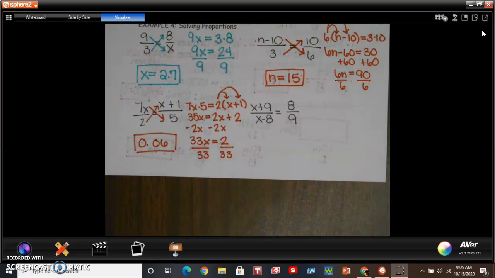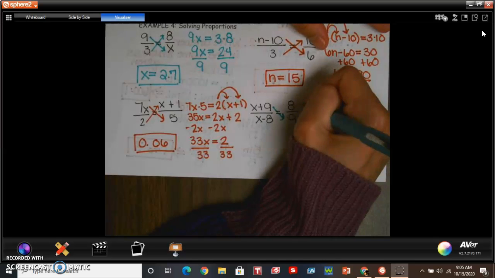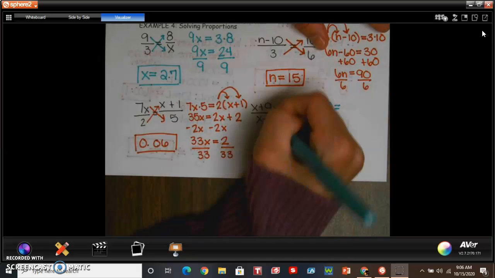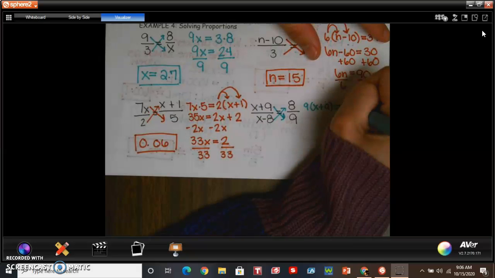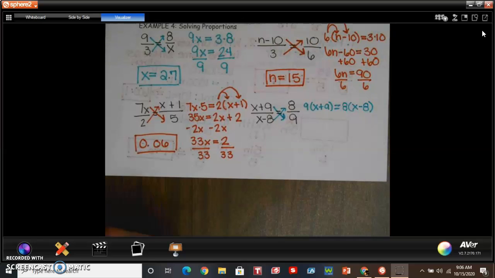All right, now let's talk about what we're going to do if we have 2 algebraic expressions involved. Again, we're still going to use cross product or cross multiplication. So we would have 9 times x plus 9 equals 8 times x minus 8. All right, so we have two sets of distributive property that are going to be happening here.